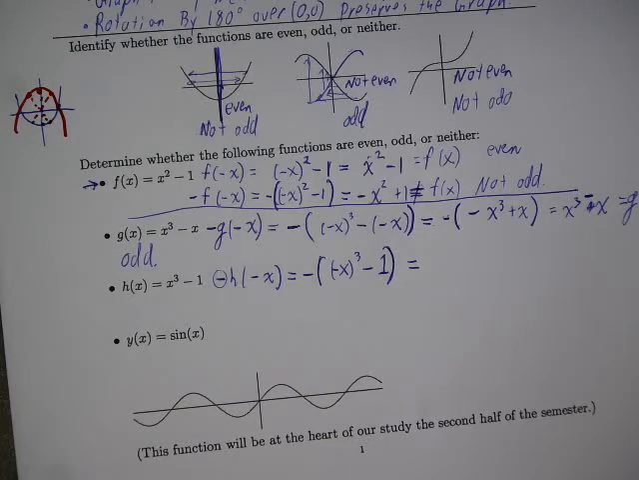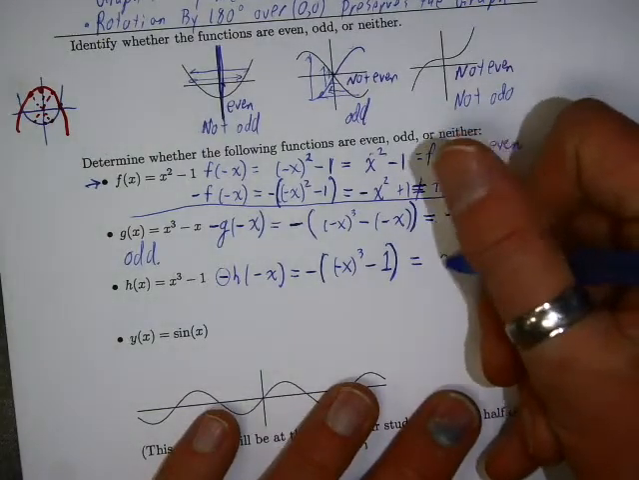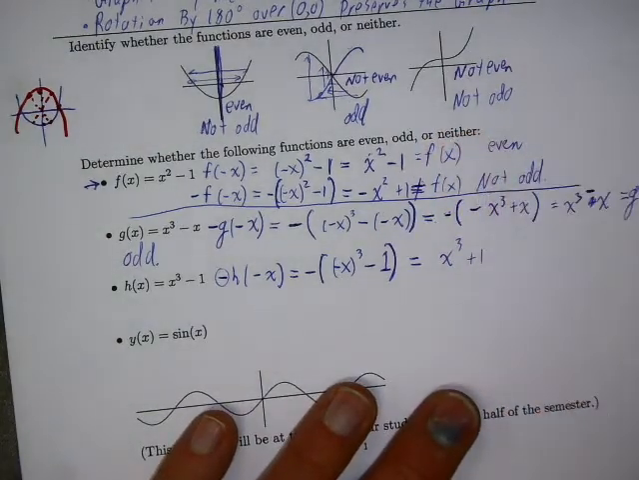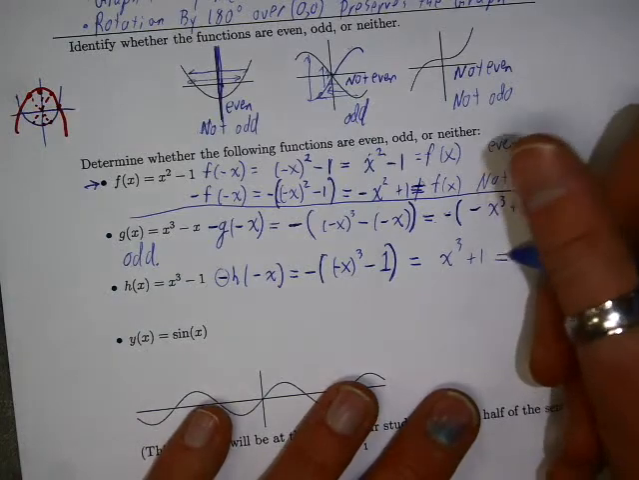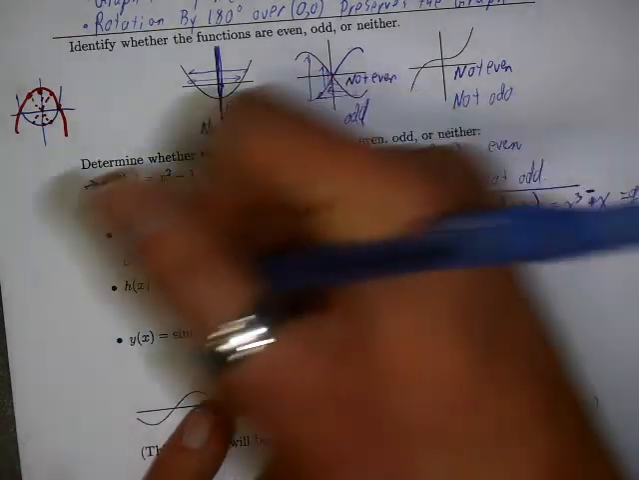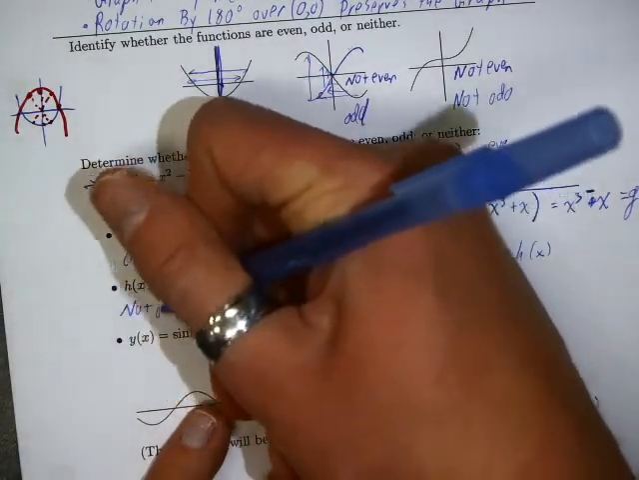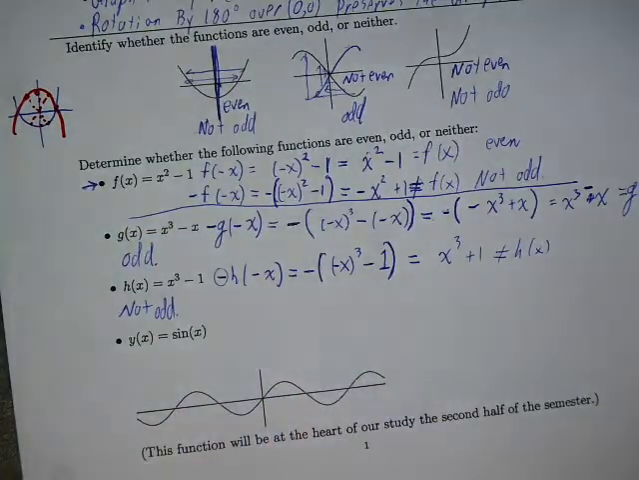Let's see, so is it odd? Not odd? You simplify it out all the way, I think you wind up getting, oh goodness, x cubed plus 1, which is not the same thing as h of x. This is not odd. Do you think it's likely to be even then? It's also not even.